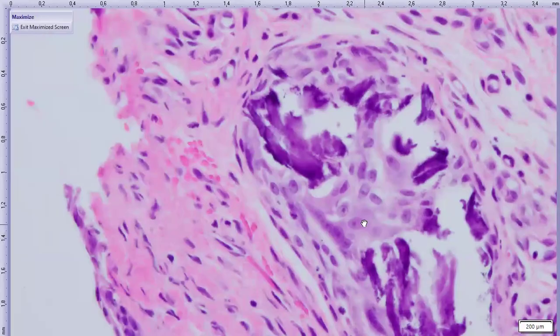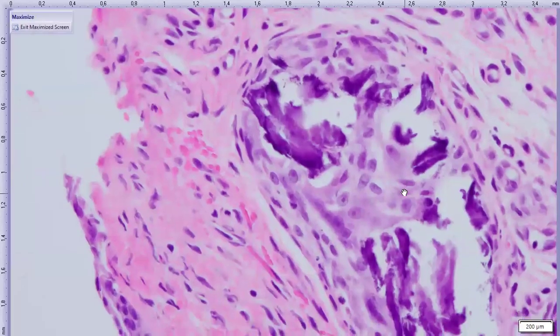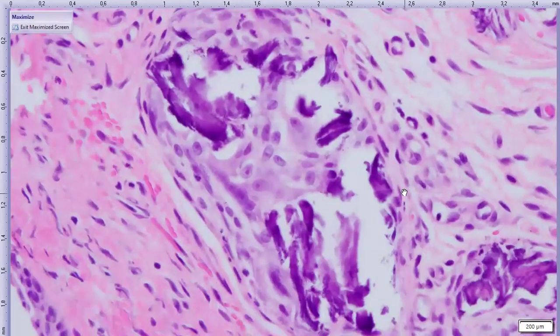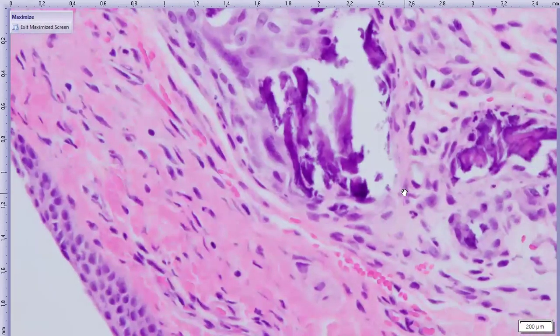And what is consistent for a lot of the mineralized material in this sample is that we have a lot of macrophages surrounding it. Some of them are multinucleated. We can find some multinucleated cells with smaller fragments of this mineralized material in them. So we've got quite an active granulomatous response to this mineral.